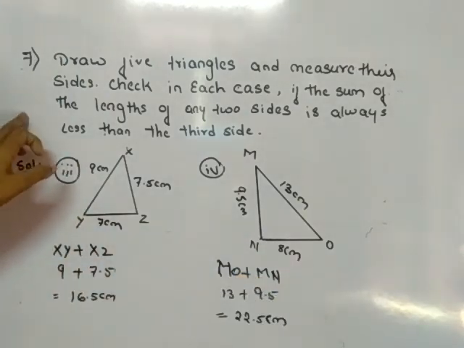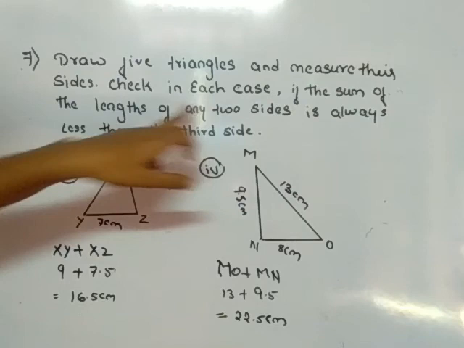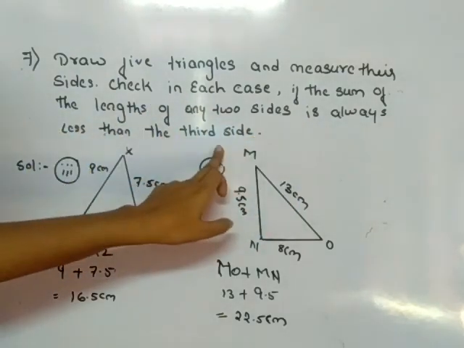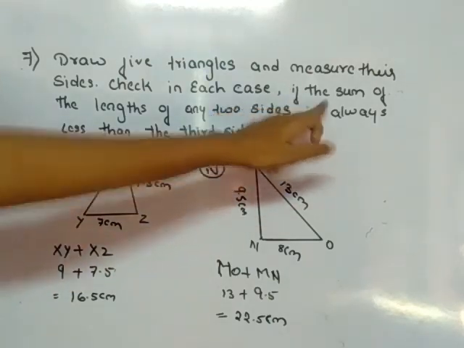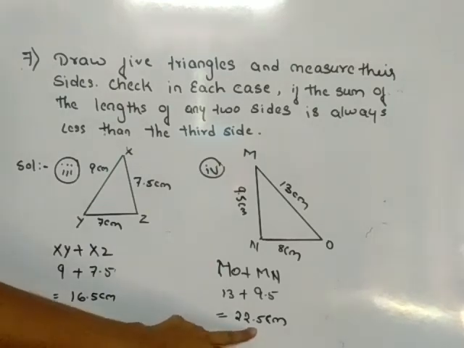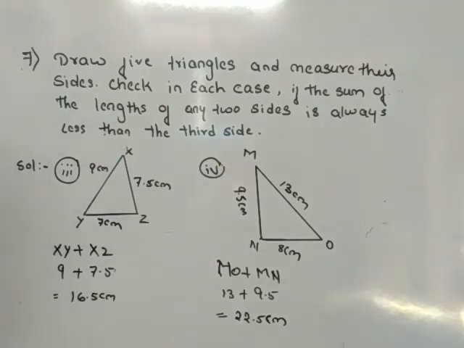So what they have said, that the sum of the length of any two sides is always less than the third side, is the wrong statement. It never becomes less than the third side. In all the four problems, you observe that when we add any two sides and compare with the third side, we are getting a greater length only.